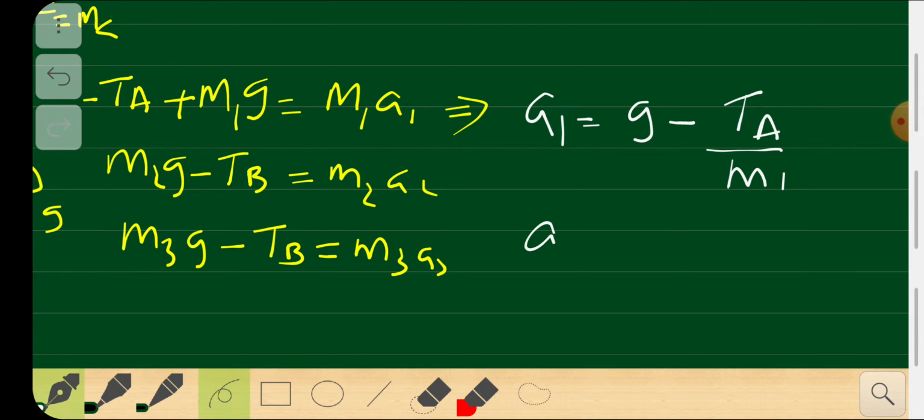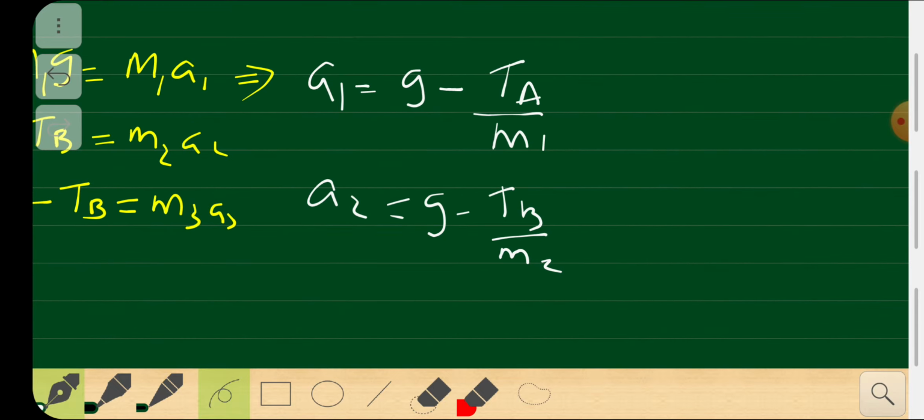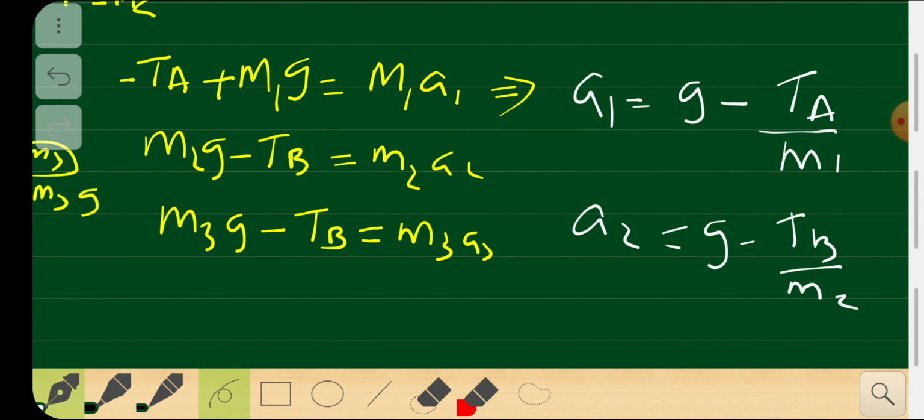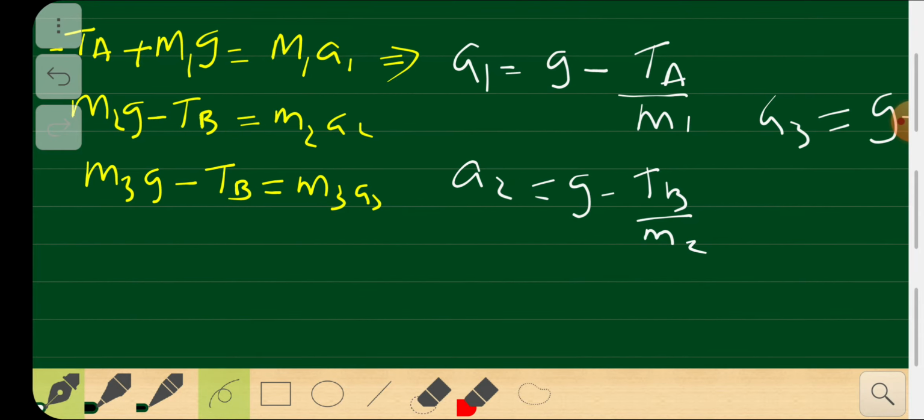Okay, and a2 will be equal to (g minus tb) by m2, right? Similarly, a3 will be (g minus tb) by m3. Okay, I got that as well. I just took all the other things to the other side and simplified it. That's very simple.